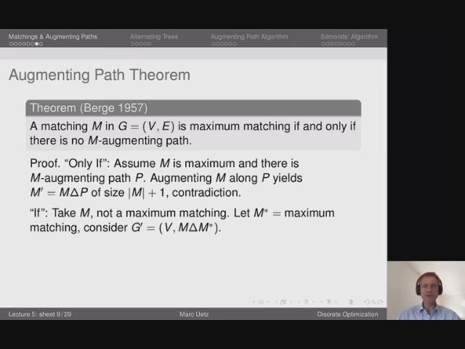Because M and M star are actually matchings, the maximum degree in either of them, in M and M star, is 1, right? So each vertex can be matched at most once in either of the two matchings. So if I take the edges which are contained in either M or M star, then the maximum degree of any vertex can be at most 2. So it could be incident with a matching edge from M and with a matching edge from M star, but not more. So that means that the maximum degree in this graph G prime of any vertex is actually 2. So what kind of graph is that actually?